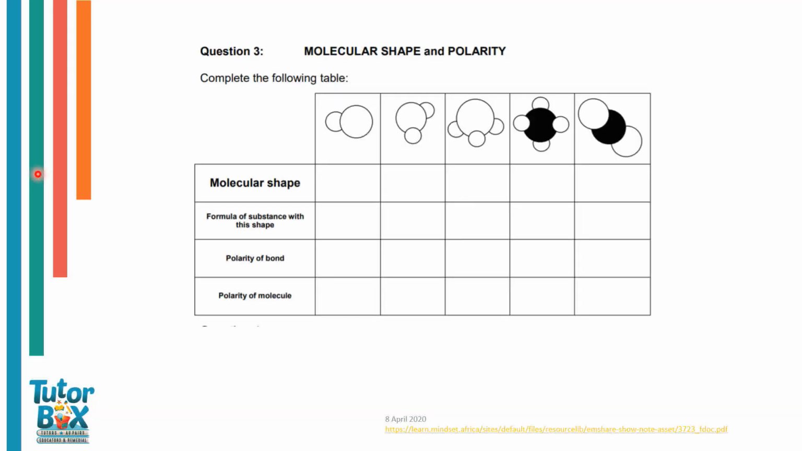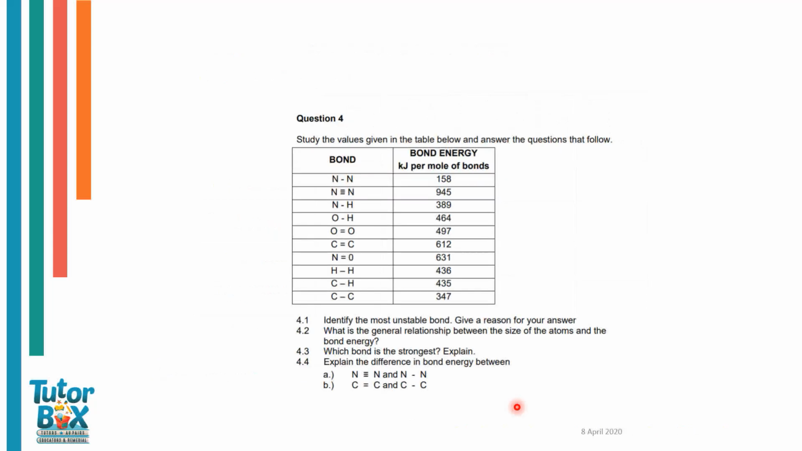Okay, so we've got question 3 on molecular shape and polarity that I would like you to attempt, just on what you think these are. Give an example, say the polarity of the bond and the polarity of the molecule. Just consolidate everything I've said into a more visual, simplified form. If you have any questions, please bring them up in the Q&A. Then question 4 is on your bond energy. So just identify the most unstable with reasons, the general relationship, which bond is the strongest, and explain the difference in bond. If you also have any questions, feel free to bring them up in the Q&A, but I'll give you some time to do this and I will go through it.